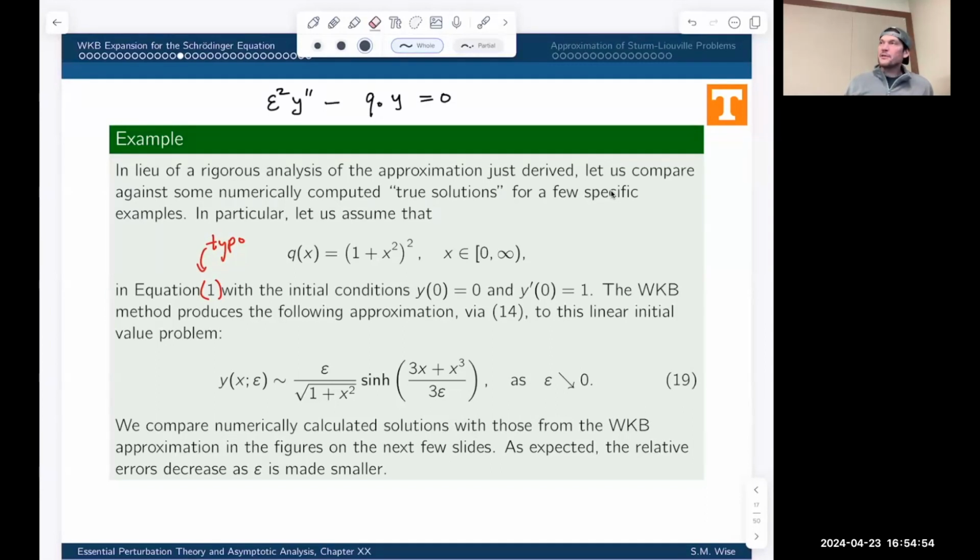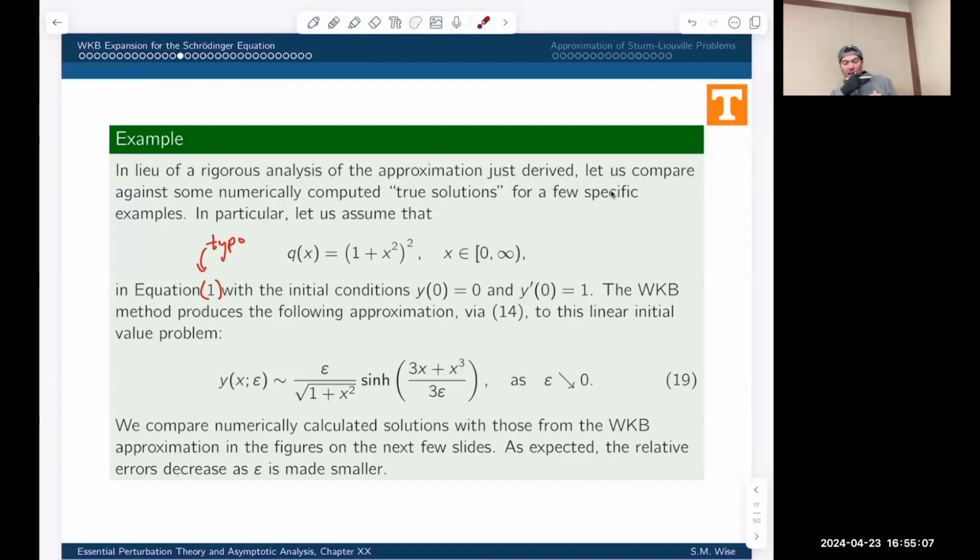So instead of analyzing rigorously why this is a good asymptotic approximation, and you can do this rigorously, and it does work out, let's just do a bunch of examples that show everything looks good. So let's examine the case where Q is equal to (1 plus x squared) quantity squared. So this is the case where Q is positive on the domain of interest. The domain of interest is this one.